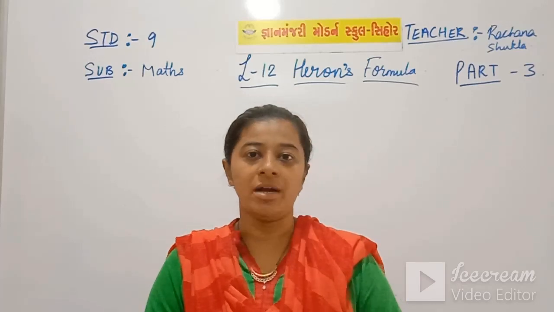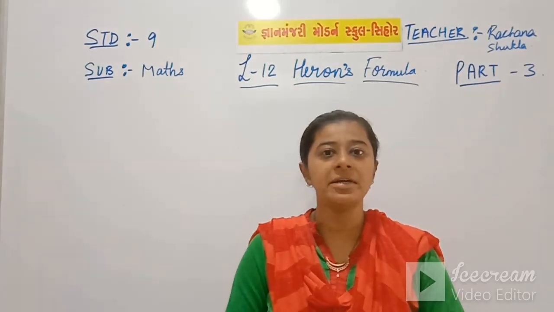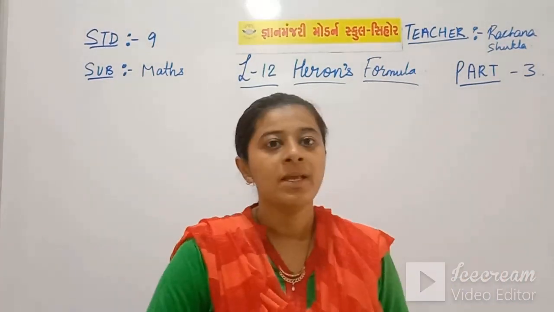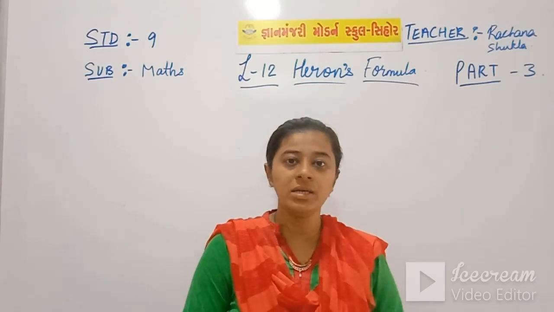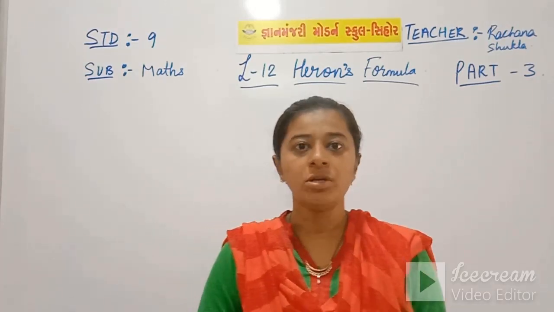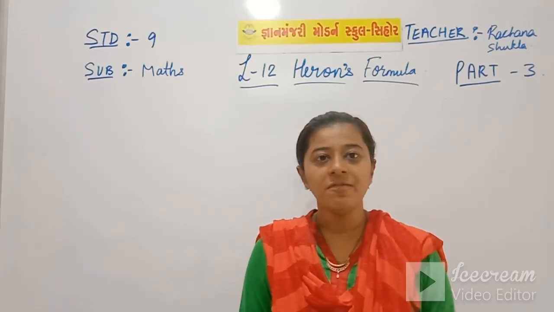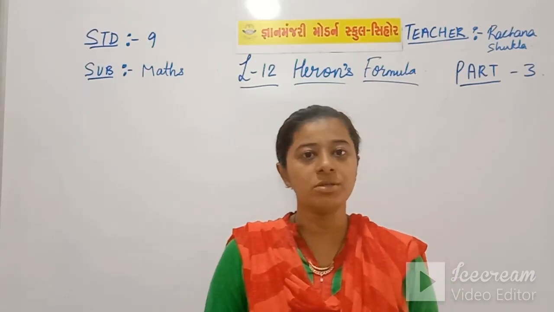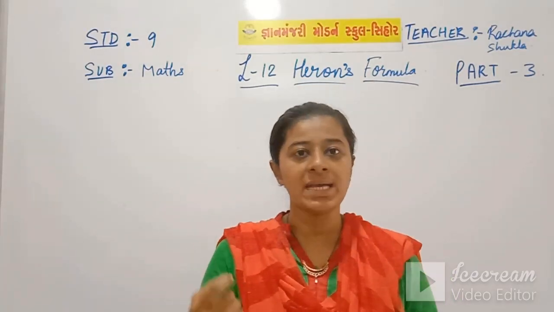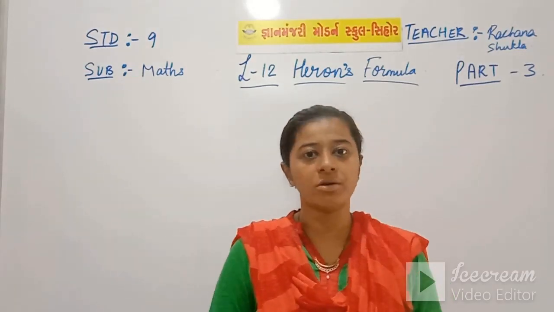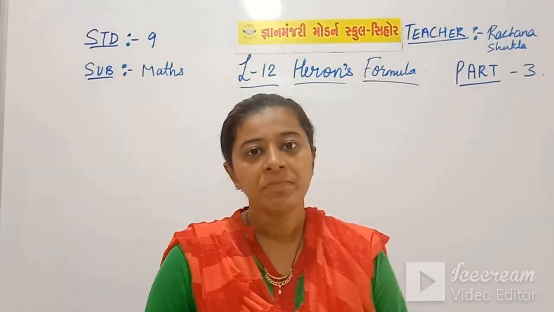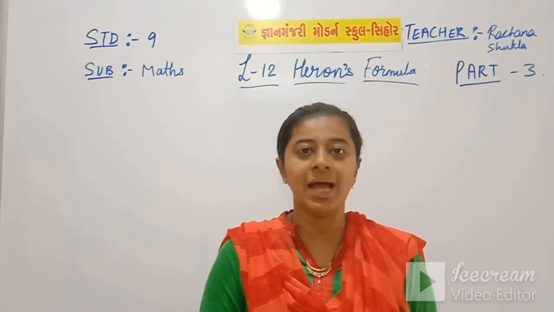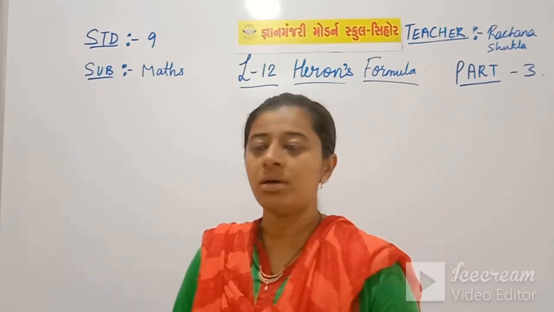Today we are going to start with our subject Maths of Standard 9, and our ongoing chapter is lesson number 12, Heron's Formula. So this is our third part. In earlier two parts we have already studied the introduction of Heron's formula. Then we learned the formula of Heron, how to find the area of a triangle through Heron's formula. Then we saw some examples from our textbook. Now in this part, we will see some typical examples of finding the area of a quadrilateral and a rhombus. So let's start with the example.